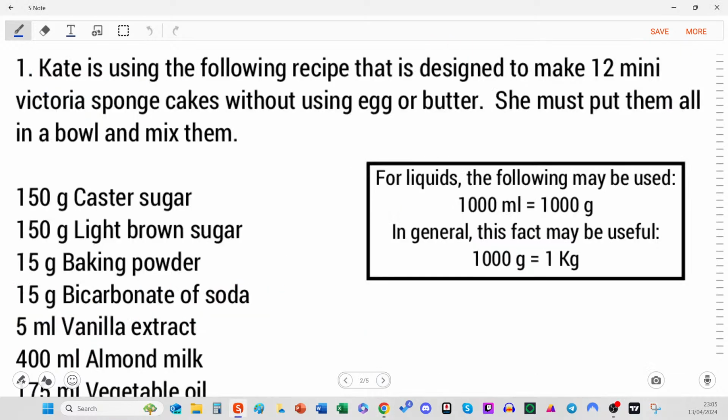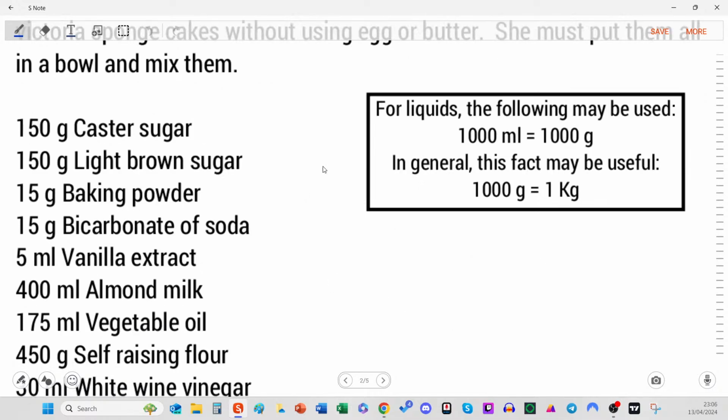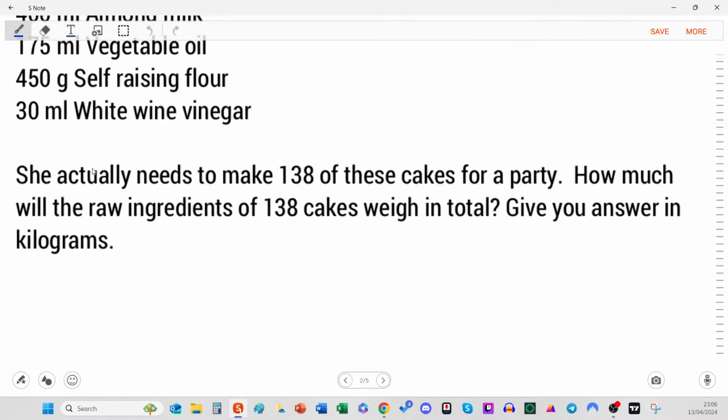So, Kate's using a recipe that is designed to make 12 mini Victoria sponge cakes. Let me get the mouse here so we can scroll down. Sometimes this is useful. Okay, so a big old list. She actually needs to make 138 of these cakes for a party. How much will the raw ingredients of 138 cakes weigh in total? Give your answer in kilograms.